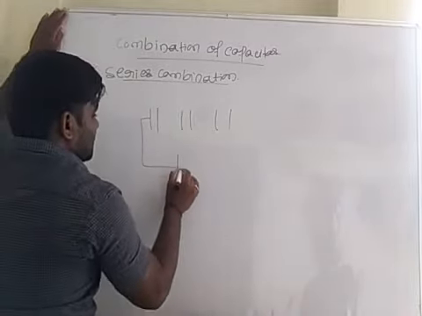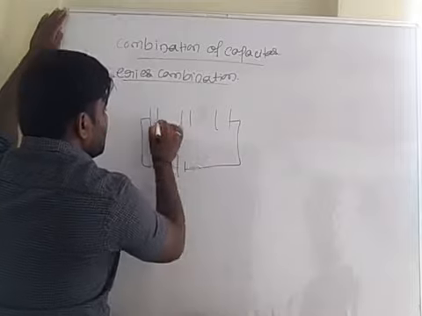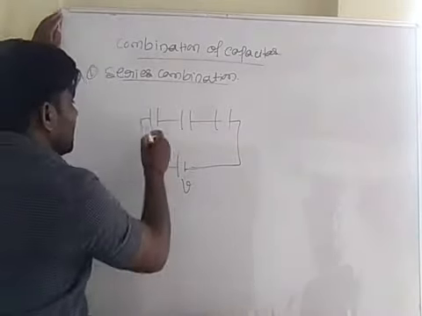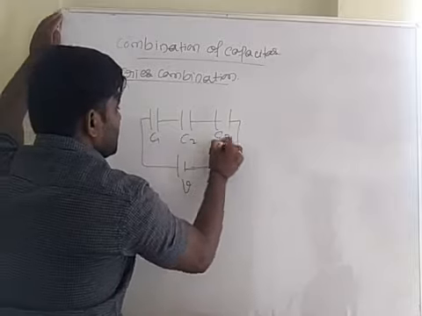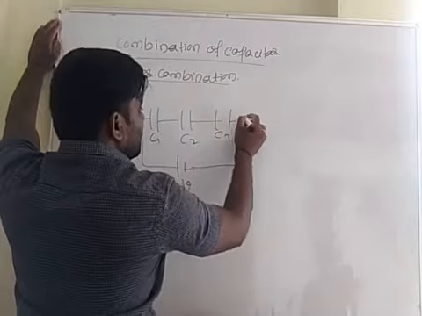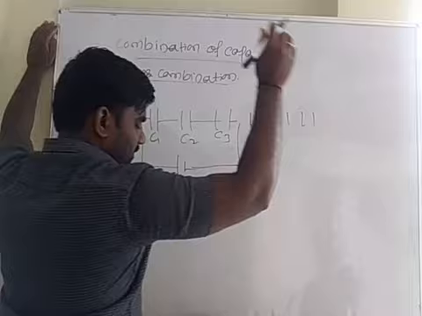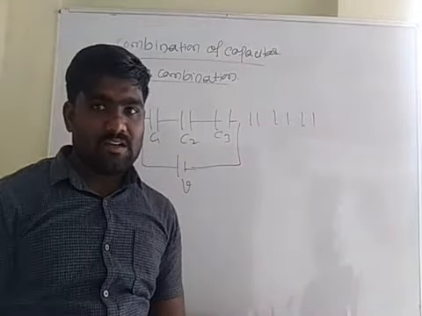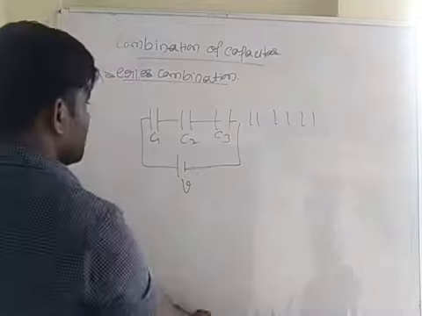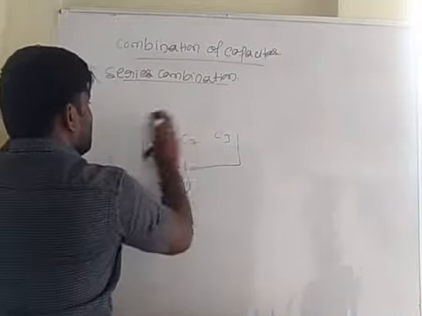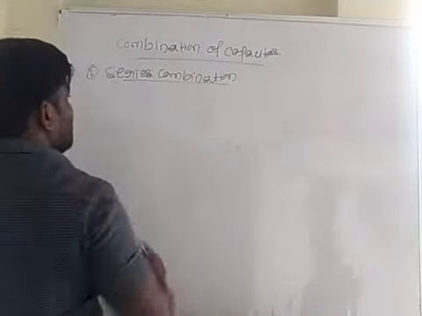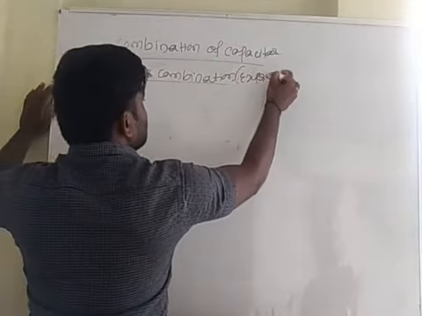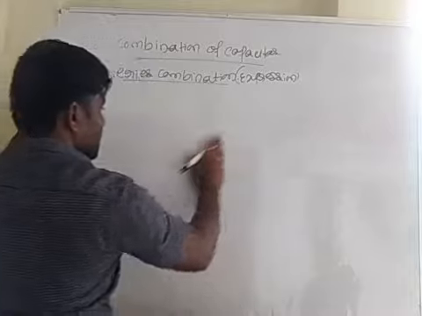See here, I am taking three capacitors, C1, C2, C3, connected with a battery having the voltage V. You may take one more, however many you like; N number of capacitors I can connect in series. Let's check the effective capacitance of two capacitors. The expression of series combination I am deriving here.